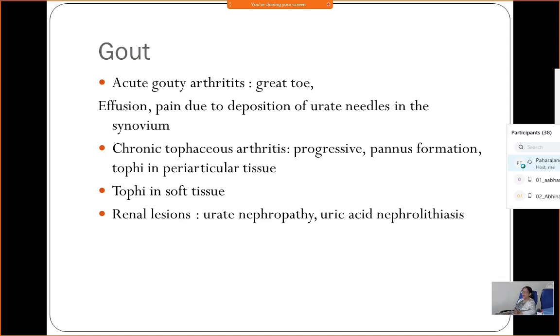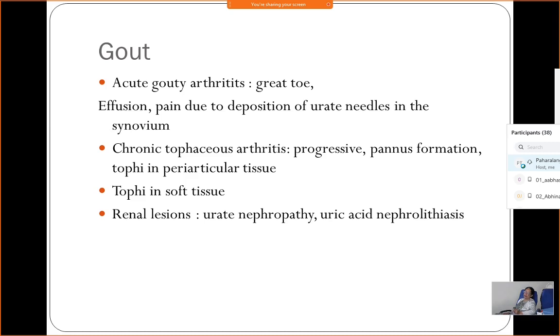So the manifestation could be acute or chronic. Acute, I have shown that picture. Specifically, the patient will have swelling in the great toe because of the effusion of the joints in the great toe, and that results from the deposition of the urate needles in the synovium. So that is the acute presentation. In the chronic presentation, there will be chronic tophaceous arthritis. These uric crystals finally crystallize there and form what we call tophi. Okay, so tophi is the hallmark lesion of gout.